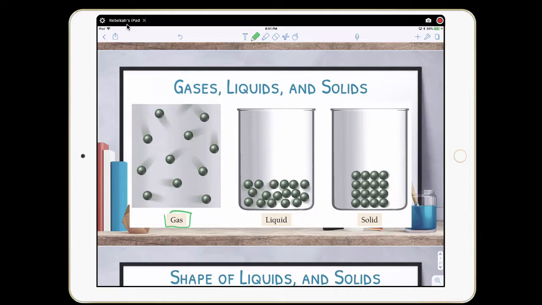And then liquid is at a higher temperature, with more thermal energy, than a solid, because the solid particles are not moving very fast. They don't have a very high thermal energy. So the gas has the highest thermal energy.